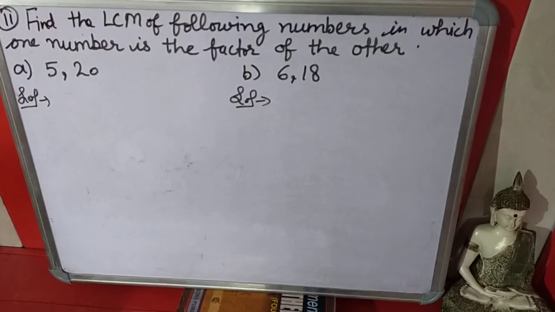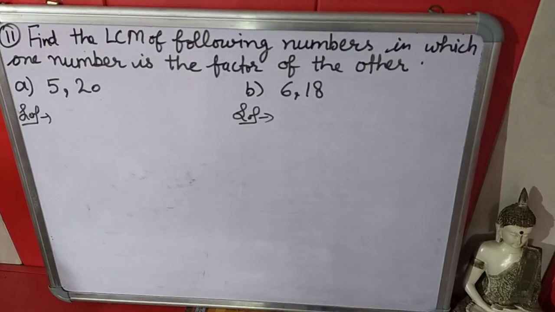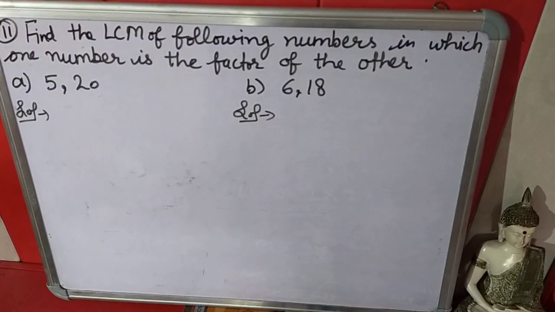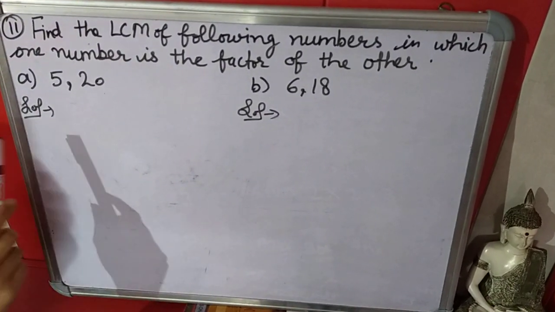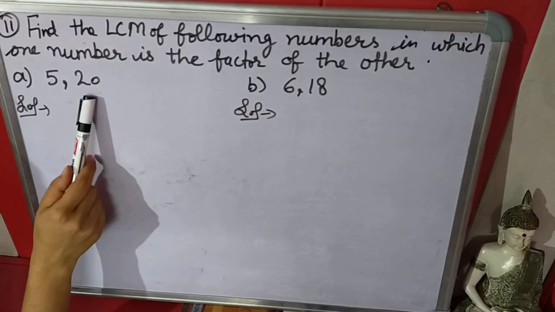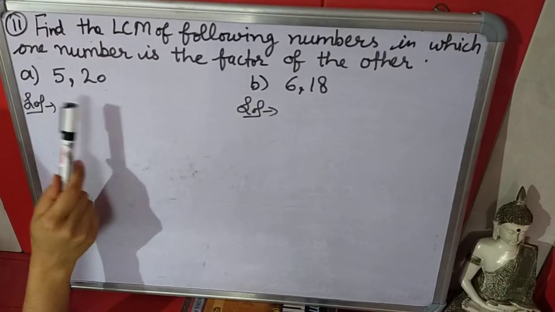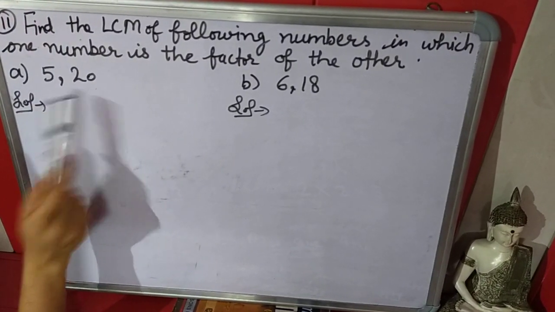11th last question of this exercise. Find the LCM of the following numbers in which one number is the factor of the other. Now, if two numbers are given, and between the numbers one number is the factor of another number, then it means the biggest number is the LCM of both numbers.